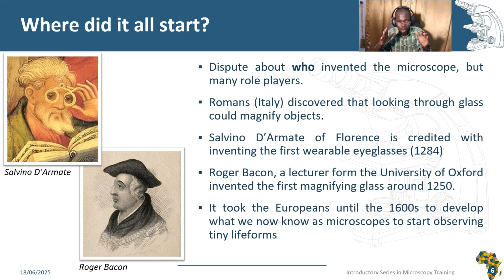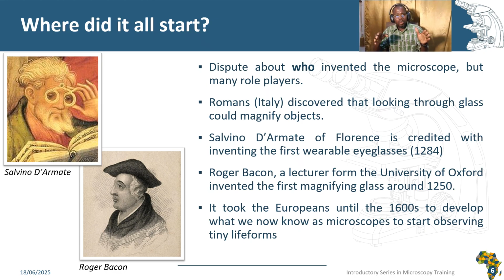In 1284, Salvino di Amati, who is an Italian from Florence, was credited as the first person to create wearable eyeglasses. Salvino did not work with a microscope directly, but his work with optic lenses for helping vision laid the foundation for lens use in science.